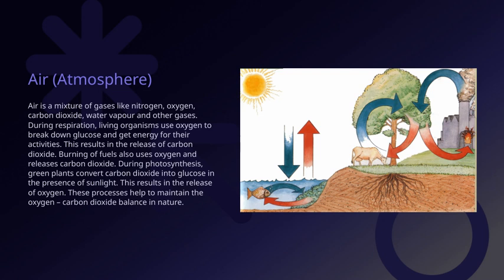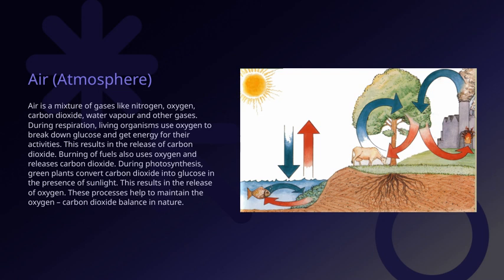An important byproduct of this process is carbon dioxide, which is released back into the air. Similarly, when we burn fuels, like gasoline or coal, it consumes oxygen and produces carbon dioxide. So both respiration and combustion are ways in which oxygen is used and carbon dioxide is released into the atmosphere.